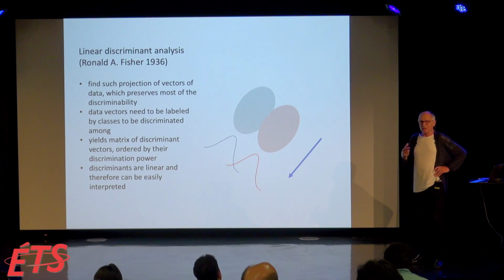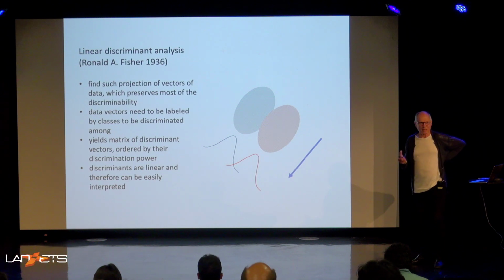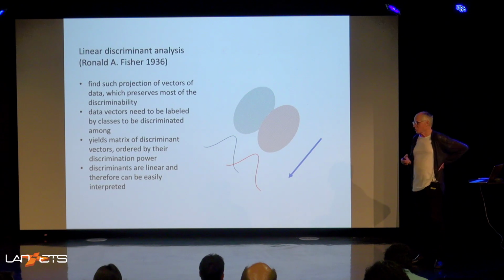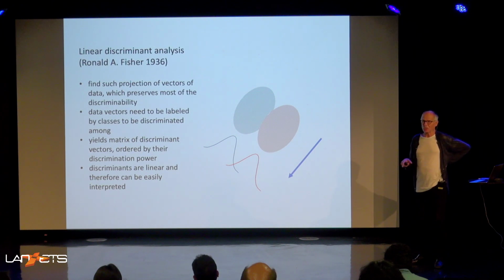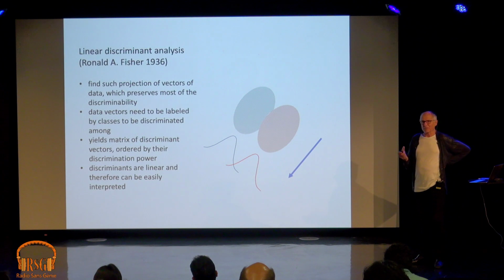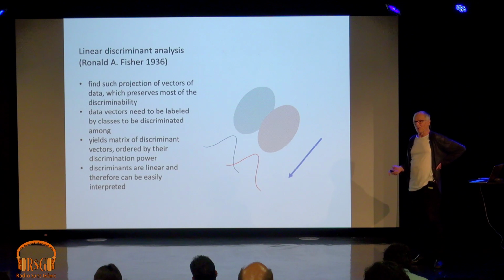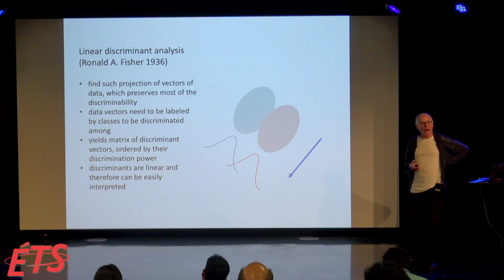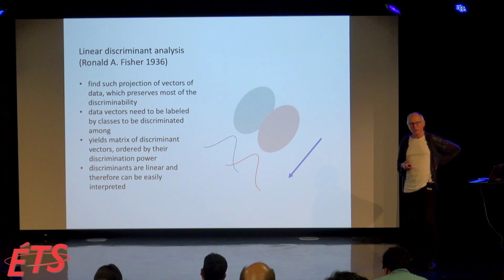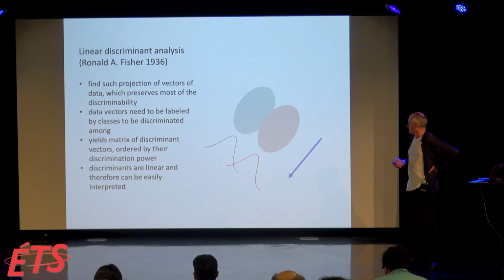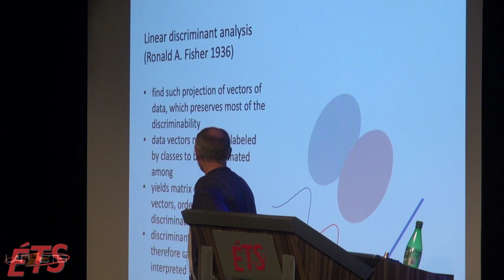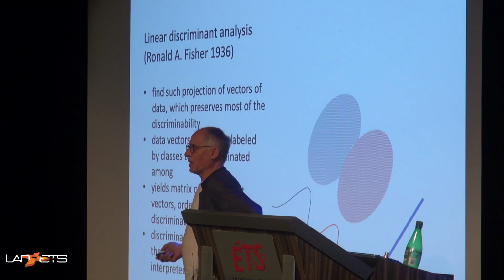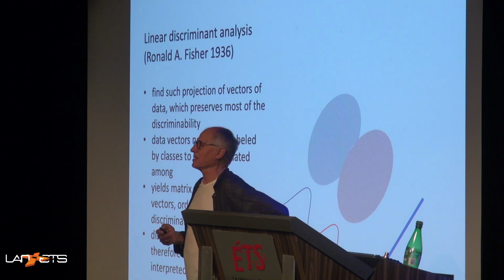LDA gives you a matrix of what are called discriminant vectors, and each of these vectors tells you how you should project your original data in such a way that you preserve as much as possible of the discriminability. These vectors are ordered by eigenvalues, and so the vectors with high eigenvalues are more important than the vectors with lower eigenvalues. Discriminants, I already told you, are linear. That's why we can represent.